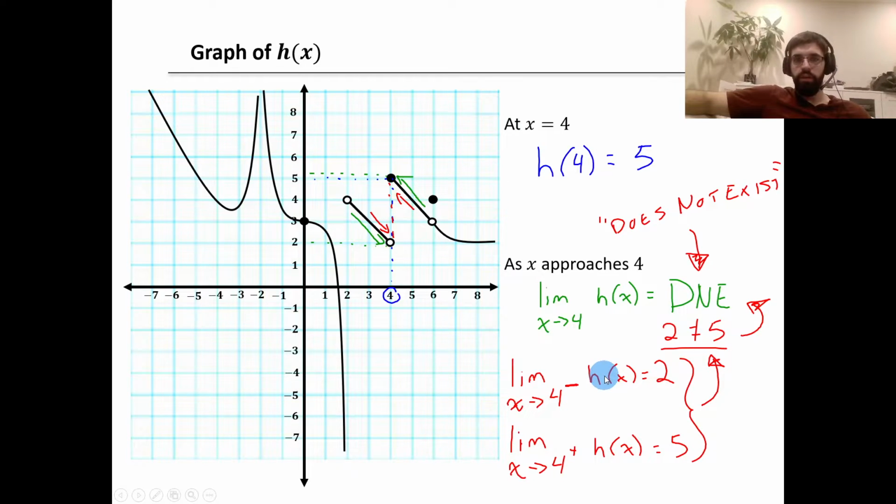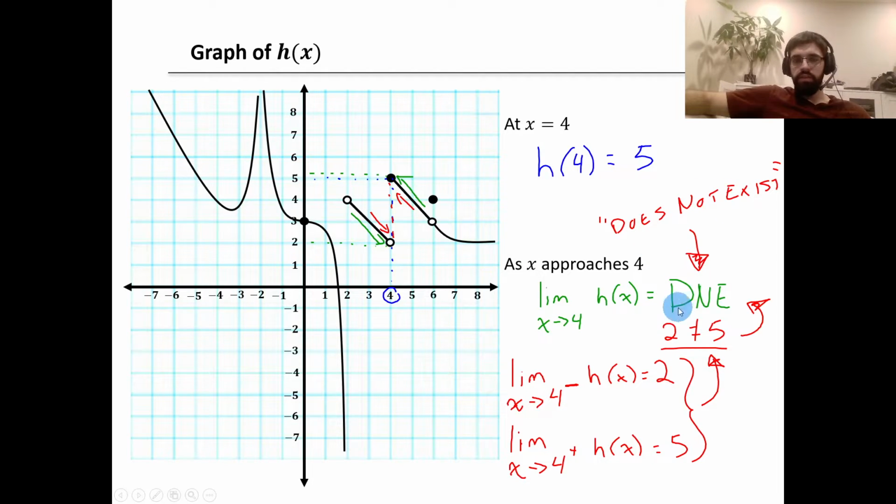Okay, now it gets more complicated. Let's look at x equals 4. If we look at the point x equals 4, we have a hole and we have a dot, and the dot is going to tell us that h of 4 is equal to 5. Now if we look at x approaching 4, we're talking about the limit as x approaches 4 of h of x. And the answer is the limit does not exist.